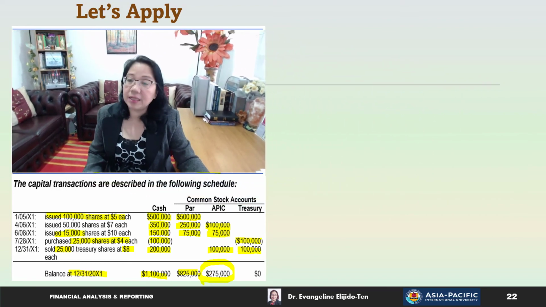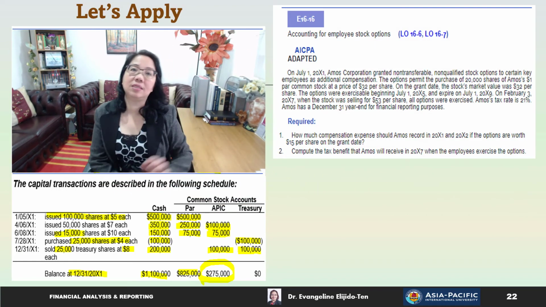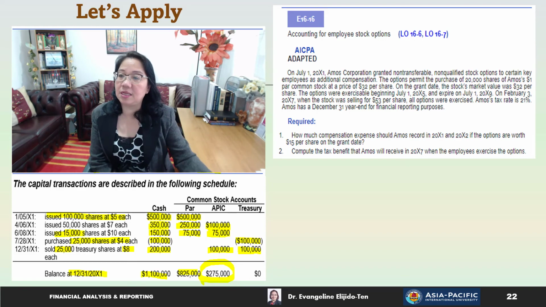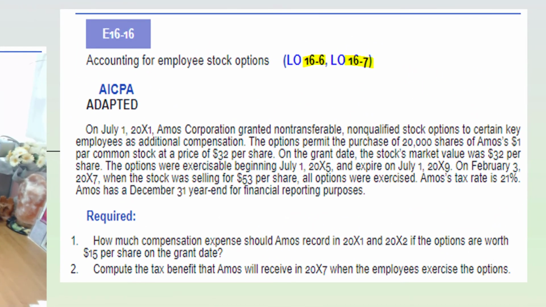All right. Let us move on to the next exercise, 16-16. On July 1st, 20X1, Amos Corporation granted non-transferable, non-qualified stock options to certain key employees as additional compensation. The options permit the purchase of 20,000 shares of Amos $1 par common stock at a price of $32 per share. On the grant date, the stock market's value was $32 per share.